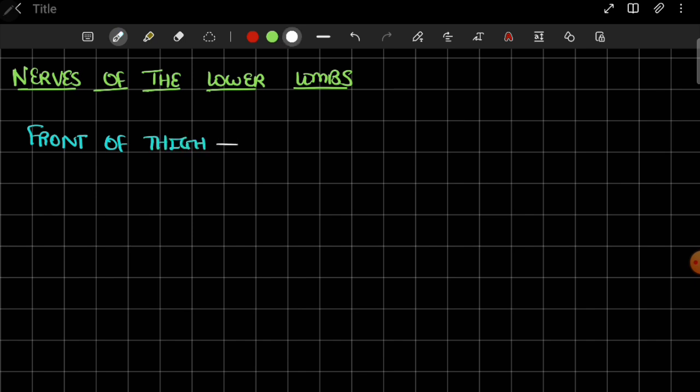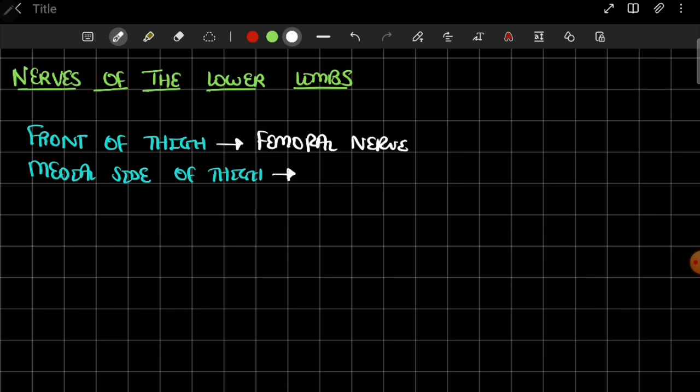What was the nerve of front of thigh? The femoral nerve. Then what about the medial side of thigh? The medial side of thigh was, yes, the obturator nerve.